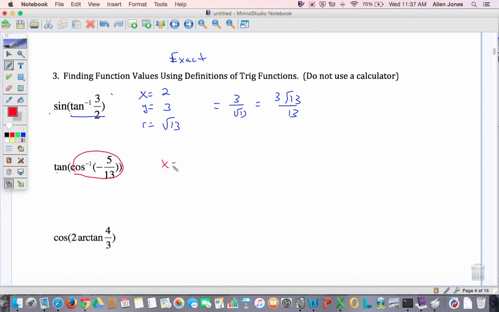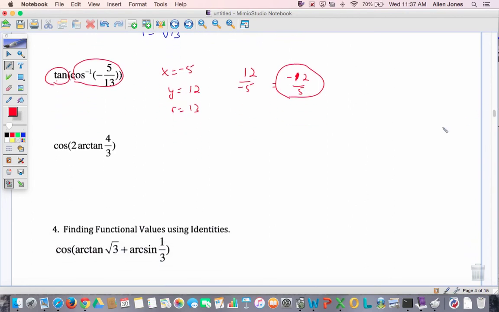Tangent of the inverse cosine. So notice that we're converting our ratio to an angle here, then our angle back to a ratio with a tangent. So we'll go with x being -5, r being 13, which means we know our triangles. Y is 12. Tangent is y over x, so it's 12 over -5 or -12 fifths. Okay, so again, a fairly simple problem if we recognize that we're working around those inverse and regular functions.